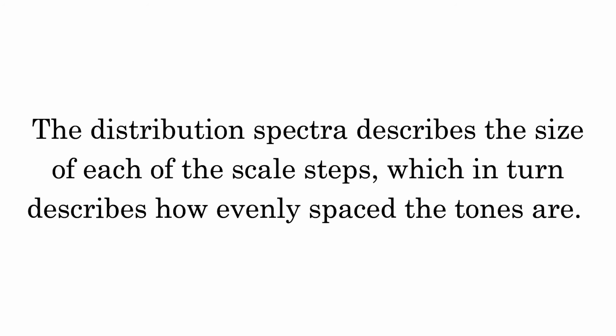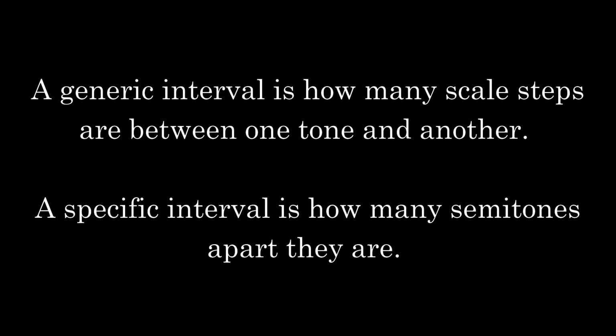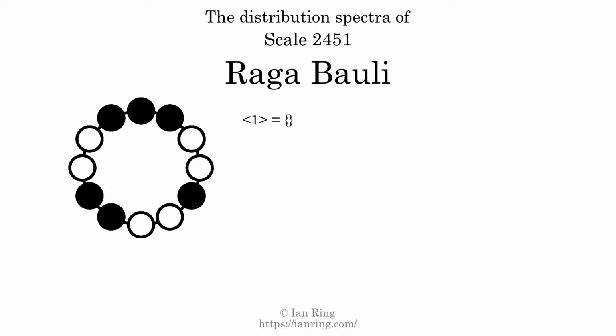The distribution spectra describes the size of each of the scale steps, which in turn describes how evenly spaced the tones are. A generic interval is how many scale steps are between one tone and another. A specific interval is how many semitones apart they are. The generic interval of one scale step comes in 2 different specific interval sizes, 1 semitone and 3 semitones.